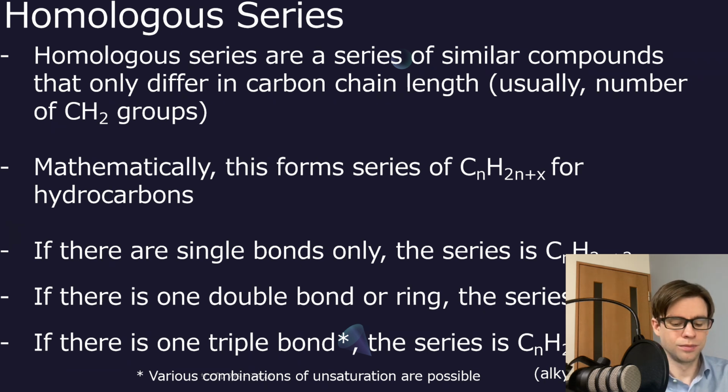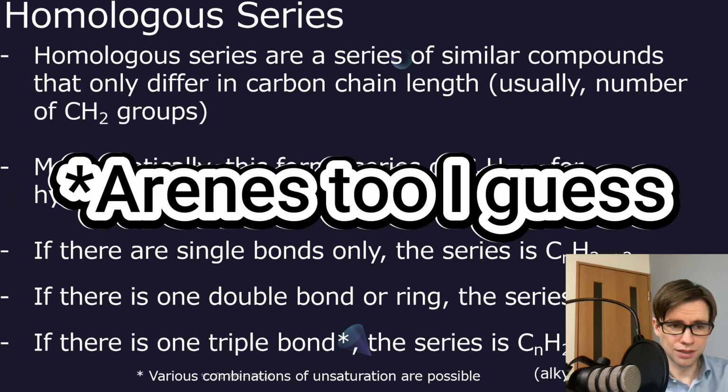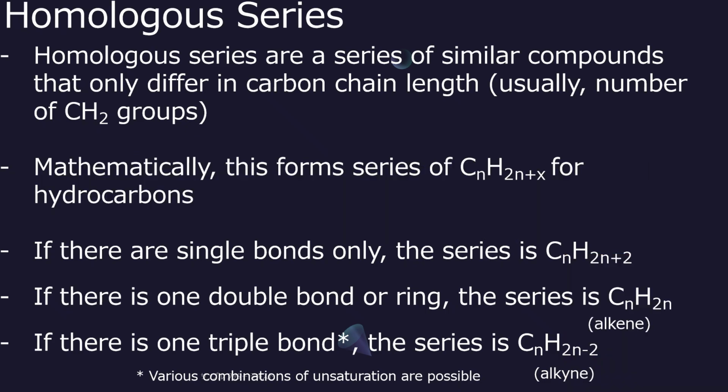So we're taking hydrocarbons to be alkanes, alkenes, alkynes, and cycloalkanes, or alkenes, that can have cyclical structures, ring structures. Now, if there's only single bonds in your hydrocarbon, your series is CnH2n+2, alkanes. But if you have a double bond or a ring, a cyclic structure in your compound, your series is CnH2n. Alkenes or single rings. If there is one triple bond, your series is CnH2n-2.